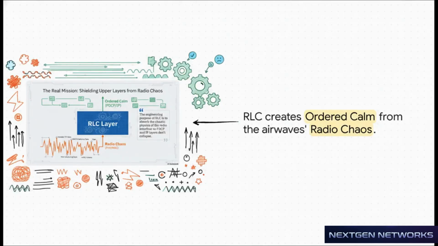And this slide just perfectly captures the whole problem. See, down at the physical level, the airwaves are pure chaos. Just a mess of scheduling gaps, errors, jitter, you name it. But way up at the top, your apps expect total ordered calm, a nice, smooth, predictable stream of data. RLC is that magical translator sitting right in the middle, turning that chaos into calm.